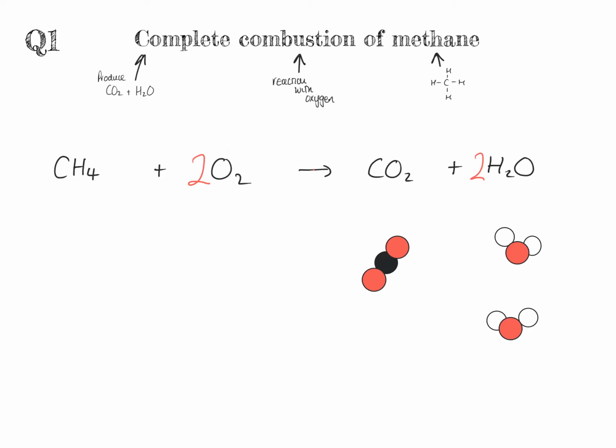That one is a complete combustion because we've made carbon dioxide and water. It's combustion because we've reacted it with oxygen, and we've used methane, which is CH4. So for our next example, we will have a look at incomplete combustion.